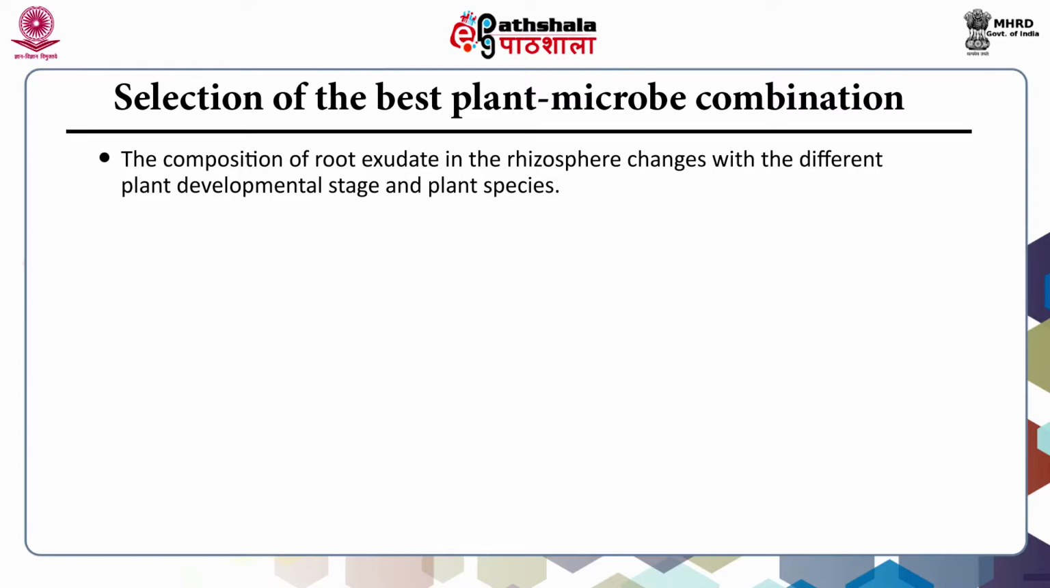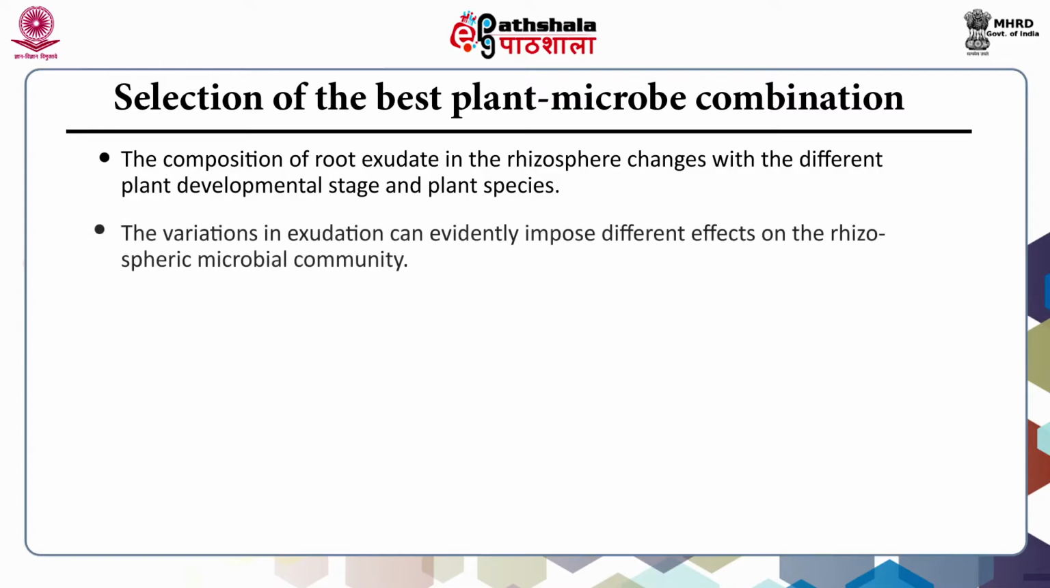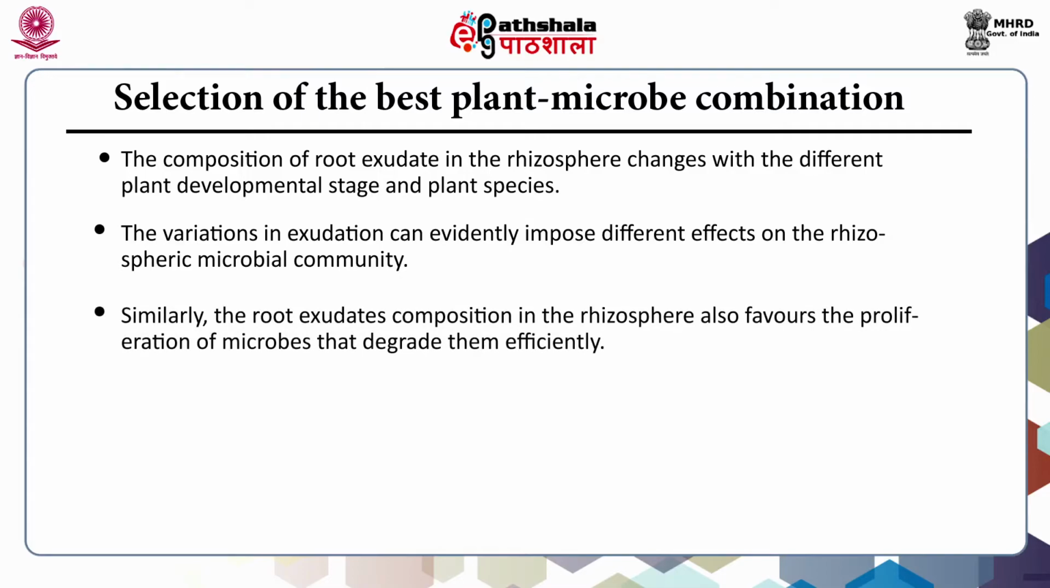Now, selection of plant microbe combination. The composition of root exudate in the rhizosphere changes with different plant developmental stages and plant species. The variation in exudation can evidently impose certain effects on the rhizospheric community. Likewise, the root exudate composition also influences the proliferation of certain microbes which possess degradation ability.